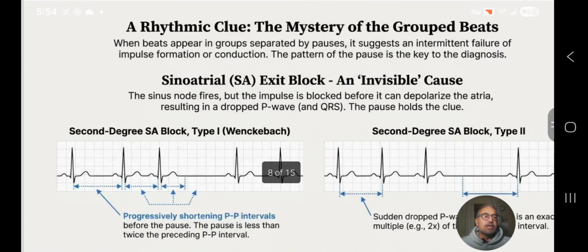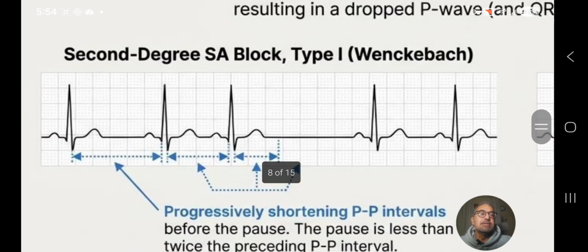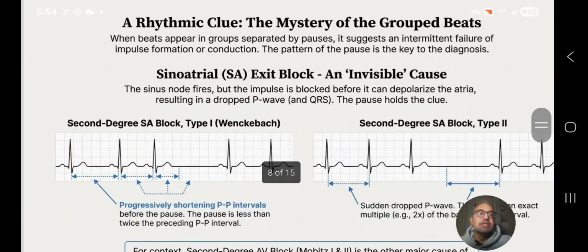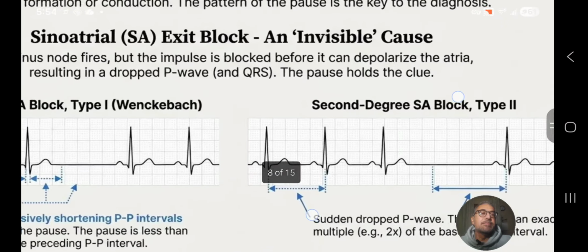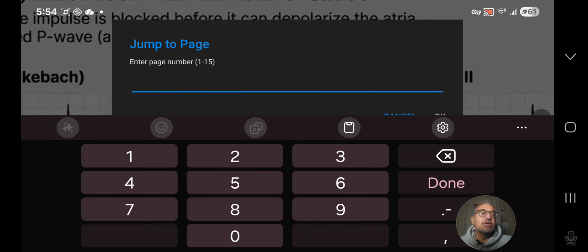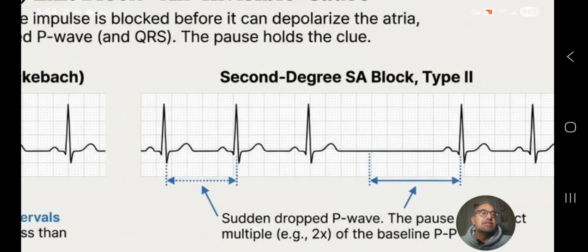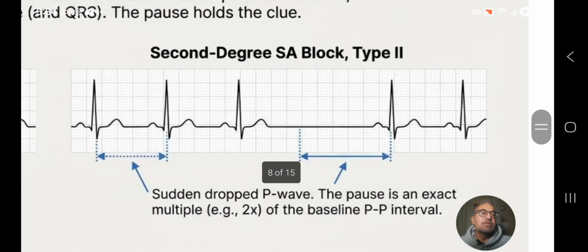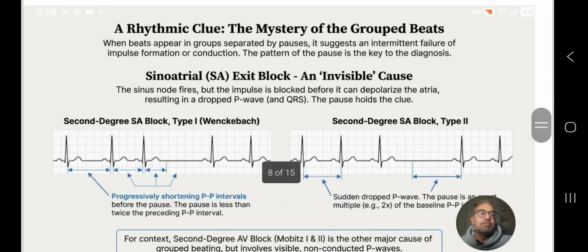Now, if you look at group beating, let's say you see a group beating where a few heartbeats happen and then there's a dropped heartbeat, then you should look at the PP intervals. If the PP intervals are progressively shortening and then there's a pause, and the pause is less than twice the preceding PP interval, that's a type 1 SA Wenckebach. On the other hand, if the sudden dropped P wave has an exact multiple of the previous PP interval, then there's a second degree SA block type 2.